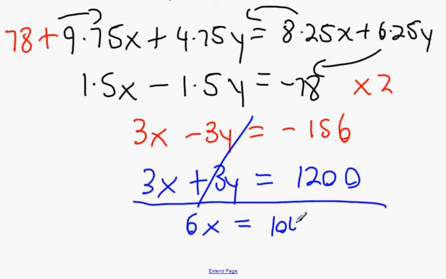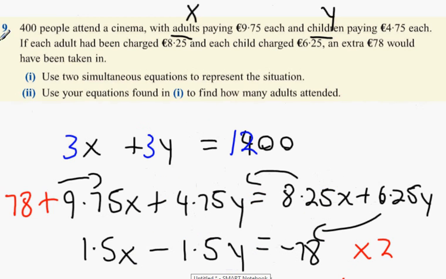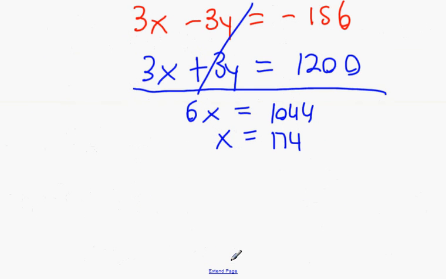So what did I say that was? 174. Now that's how many adults there were. Take that away from 400 and you find out what the children was. The number of children was, what's it, 226? Yeah. Okay, so that's your answer for that one: 174 and 226.